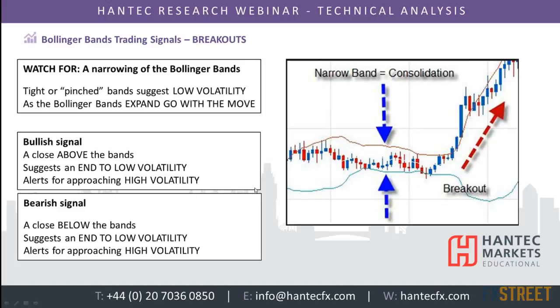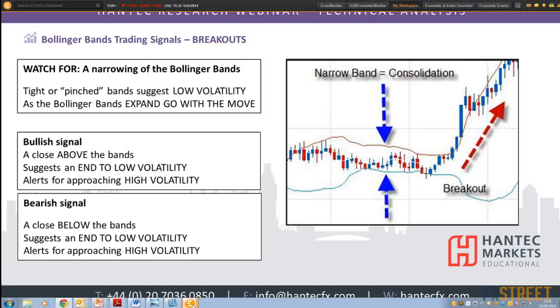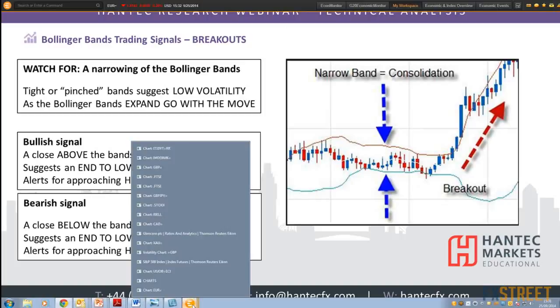In a similar way, you get the bearish signal, which is a close below the bands in the narrowing scenario. And then you get the bands widening very quickly, and it is an end to low volatility and alerts for high volatility again. And you go with the expansion of the bands as they move. And let me show you that in practice.